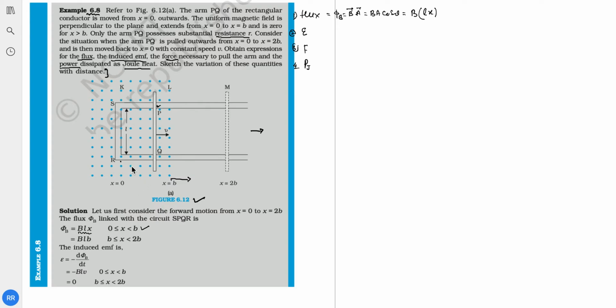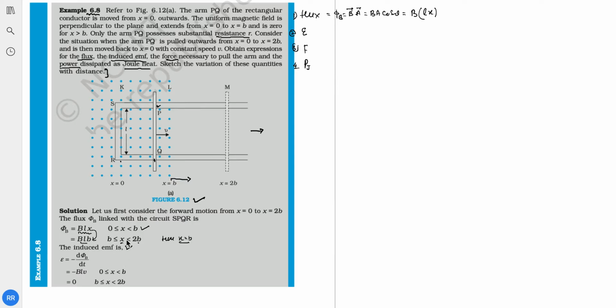And when you reach at this point, जब आप यहाँ से लेके यहाँ पहुँच जाएंगे, when x will become equal to b, here x is equal to b. So you will substitute x is equal to b. So flux at point b, for b is less than or equal to x and less than or equal to 2b, is BLb only.